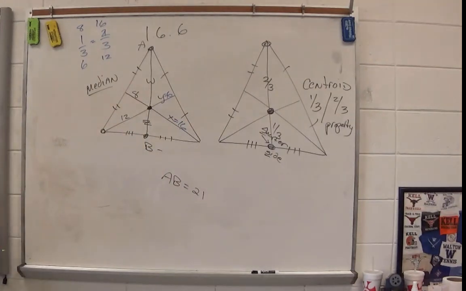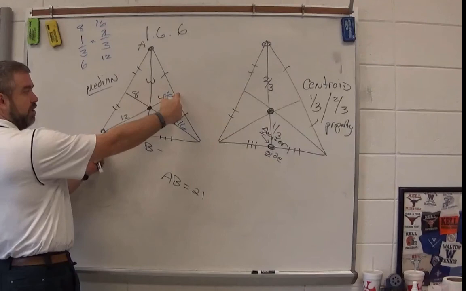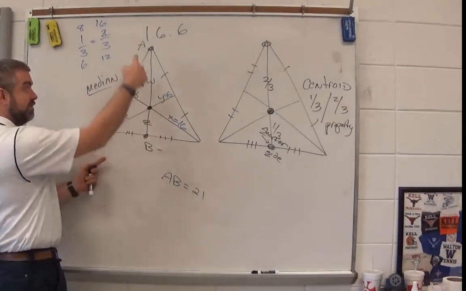6 of 18 is a third. 12 of 18, where am I getting 18? The whole distance is 18. That's what we're getting ready to do.